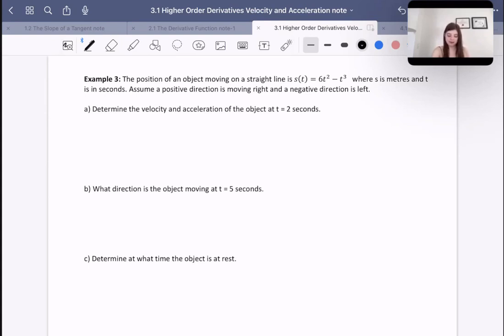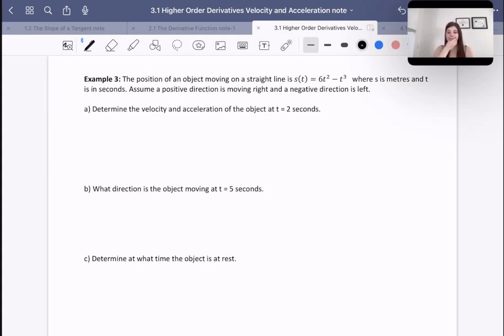What they mean by that is that if we get a positive value, then that denotes moving right. And if we get a negative value, so going backwards, that is moving left. It's important to define those things because generally positive means up and negative means down or backwards. So when we're talking about left or right, which way are we considering to be forwards in the situation, and which way is backwards?